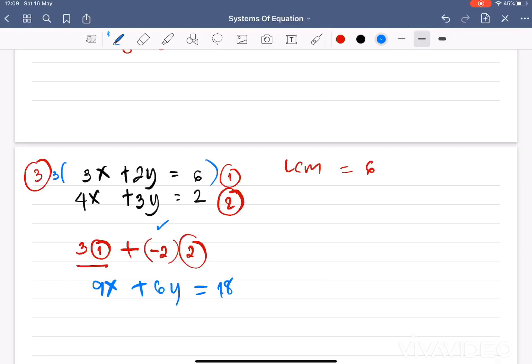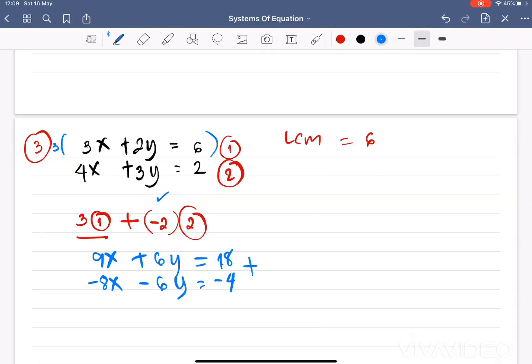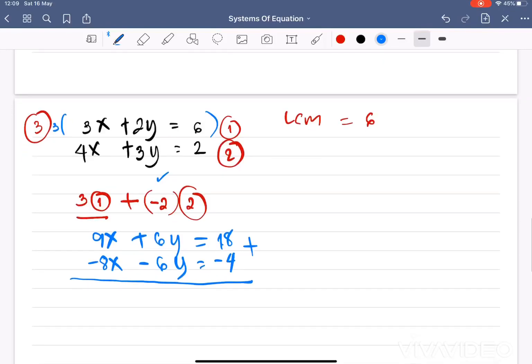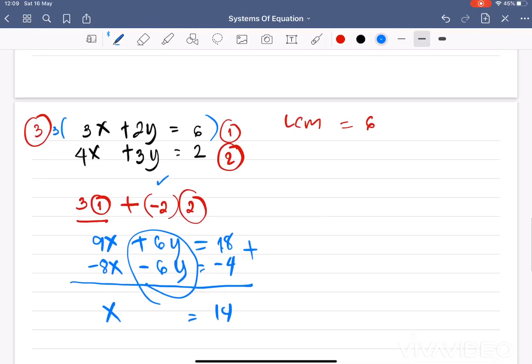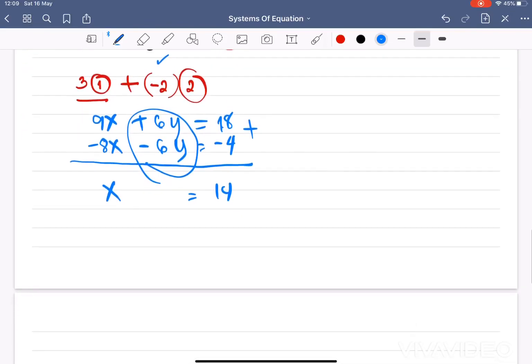In equation number 2, we decided to multiply negative 2, as you can see here. If I multiply negative 2 with 4x, I will get negative 8x minus 6y. And then I will multiply negative 2 with 2, so I will get negative 4. If I'm going to add them together, what will happen now is that this will become x, our y will become 0, and that is equal to 14. So we have the value of our x now, which is x is equal to 14.